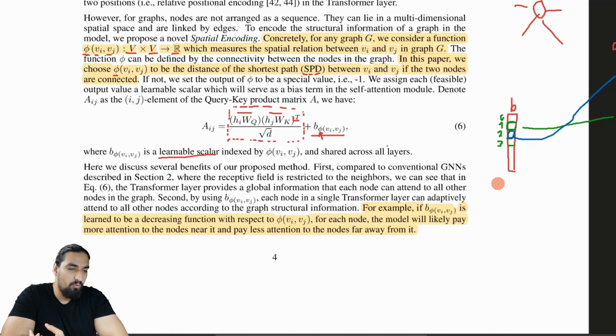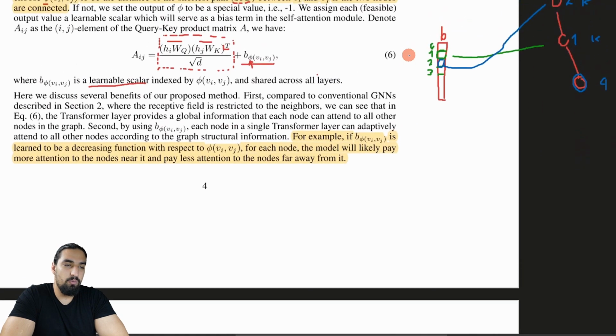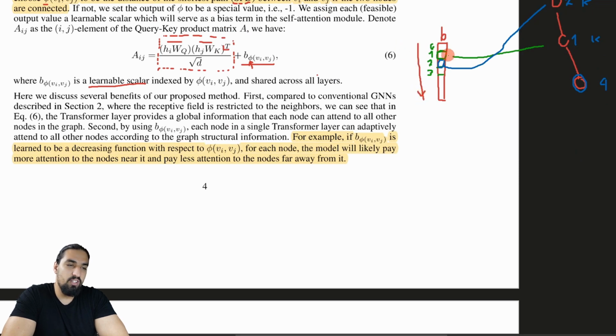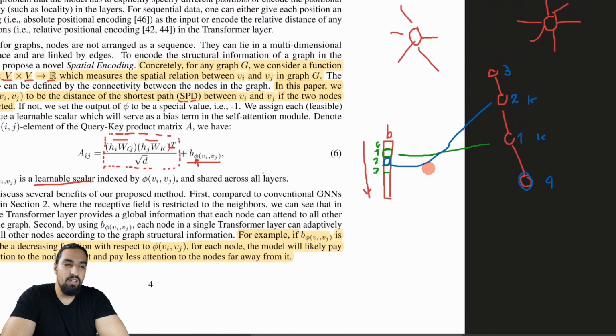So they say here, for example, if B is learned to be a decreasing function with respect to phi, so that as we go down this B array, it becomes smaller and smaller, then for each node, the model will likely pay more attention to the nodes near it and pay less attention to the nodes far away from it. And in the extreme case, imagine you have maybe 0 here for the first node, and you have -infinity for all of the other ones.